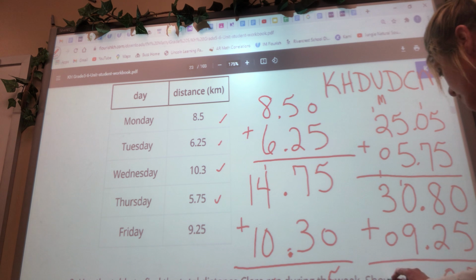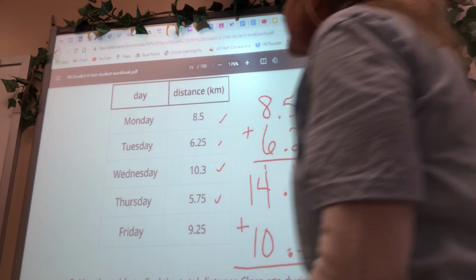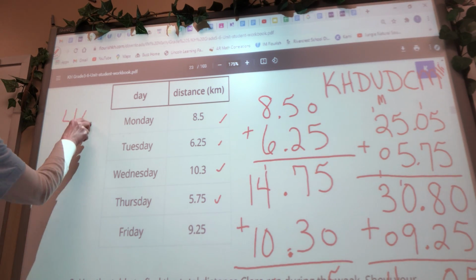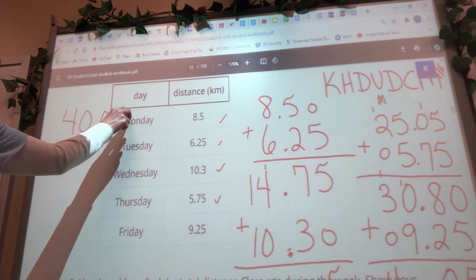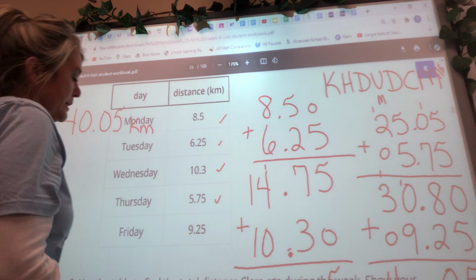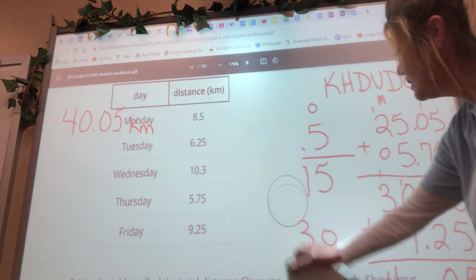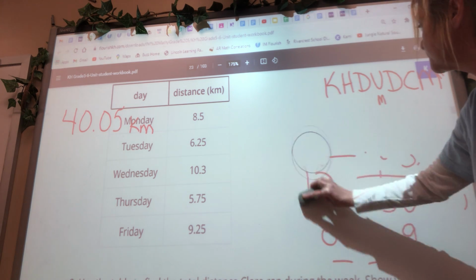So in all, Tyler ran 40 and 5/100 kilometers. Okay, so that's what he ran all together. When we got everything added up, that's how many kilometers he ran all together.